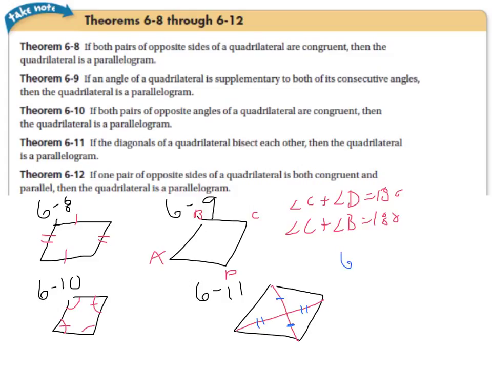And finally, 6.12. If this is my shape, if I know one pair of opposite sides of a quadrilateral is both congruent and parallel, then this will be a parallelogram. So if in this shape I know these are congruent, and I also know these same lengths are parallel, this is going to be a parallelogram. So those are the 5 theorems that I have to state if a quadrilateral, a four-sided figure, is a parallelogram.